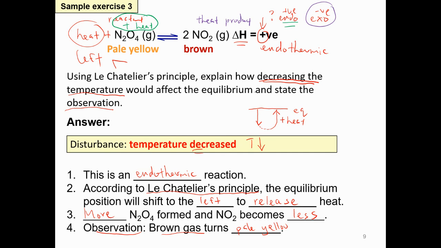Then we see whether the temperature increases or decreases. And then we follow again to decide whether we want to add heat or reduce heat. That's all for the explanation for temperature effect on the equilibrium position.